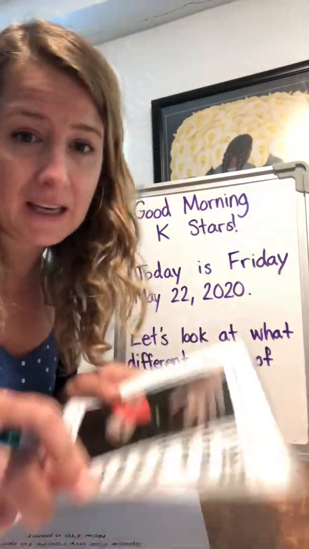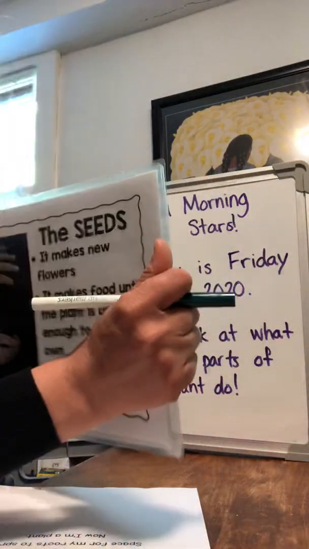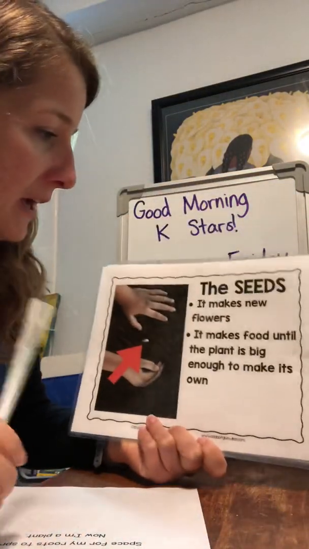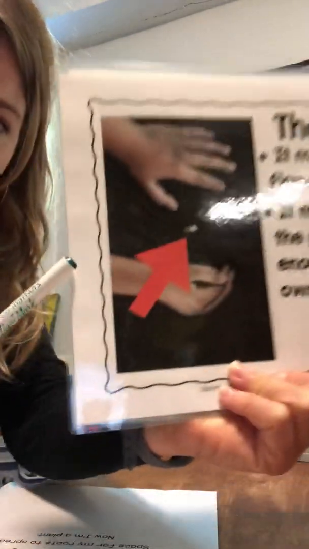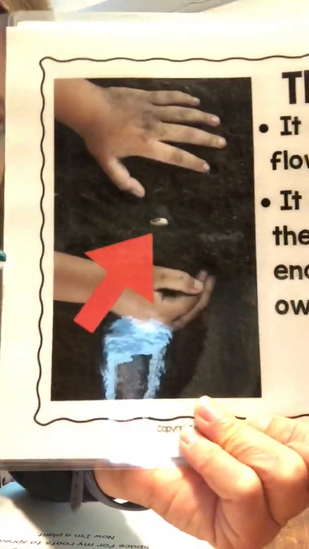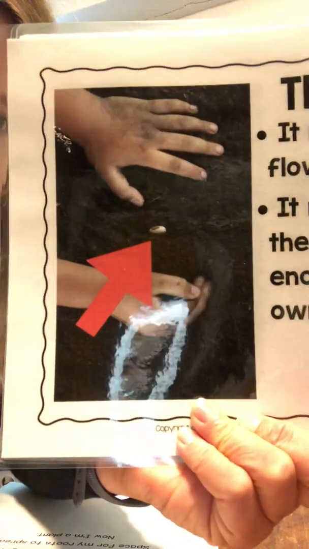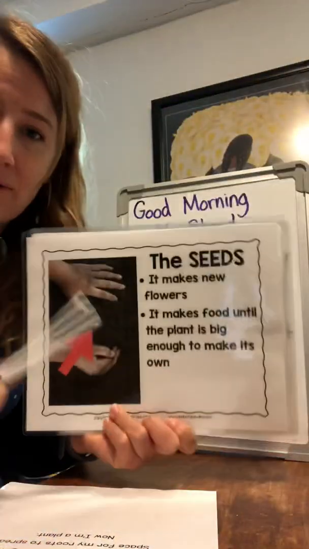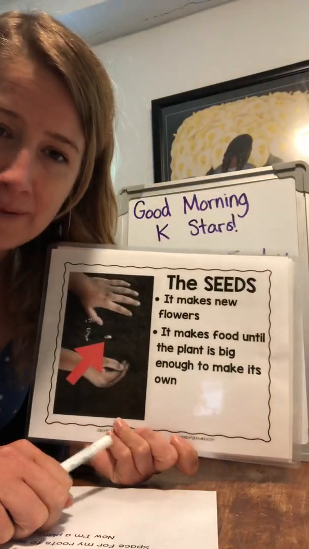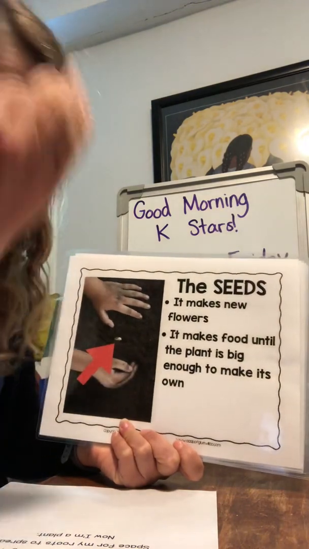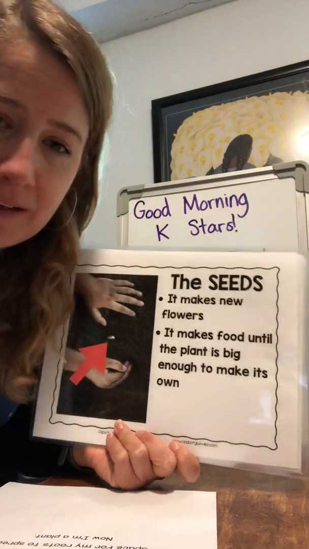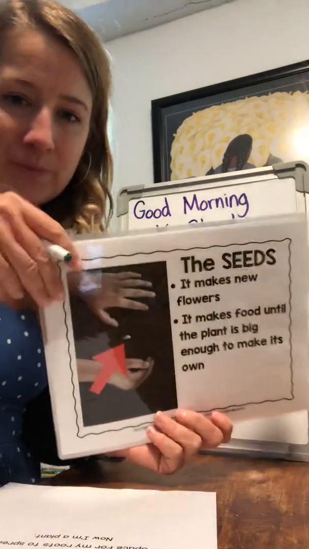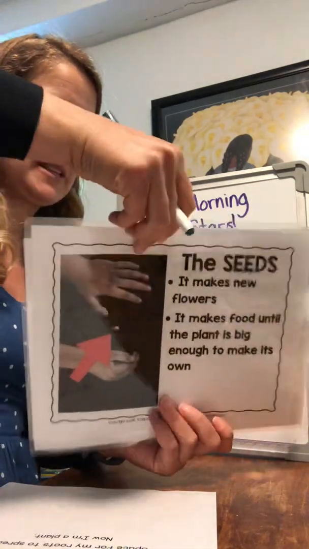So let's take a look at these parts of the plant that are important and what they do. The first one is the seed. Remember, we talked about how the seed holds within it the beginnings of a new plant, and it holds enough food to make the plant grow until it's big enough to make its own food. So that's one important part of a plant.